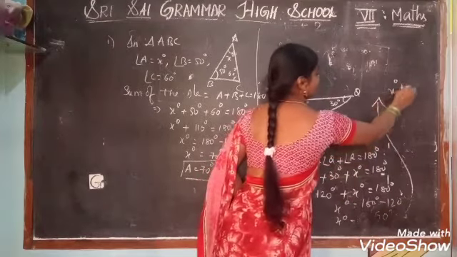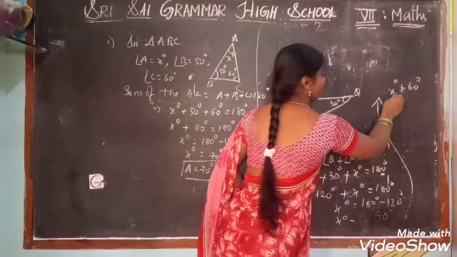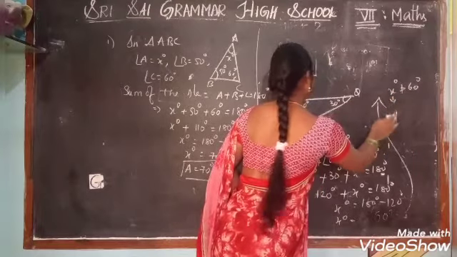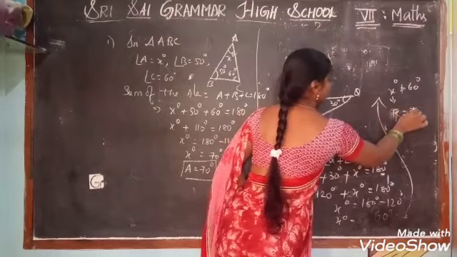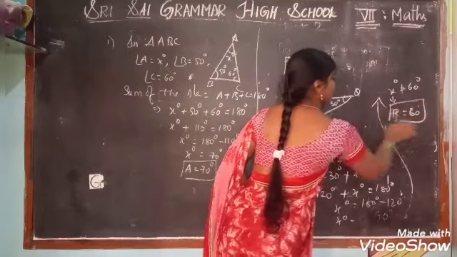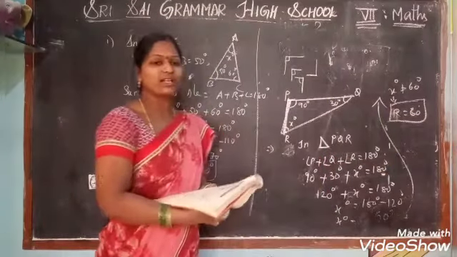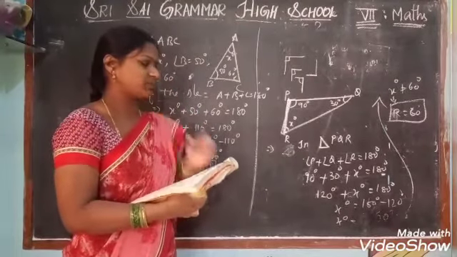What is the x degrees? 60 degrees. What is the x value? Point R equals 60 degrees. Understood? Point R equals 60 degrees.